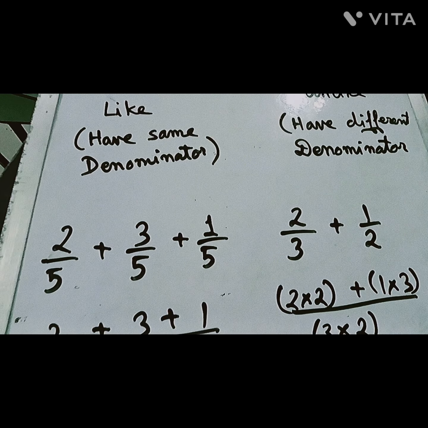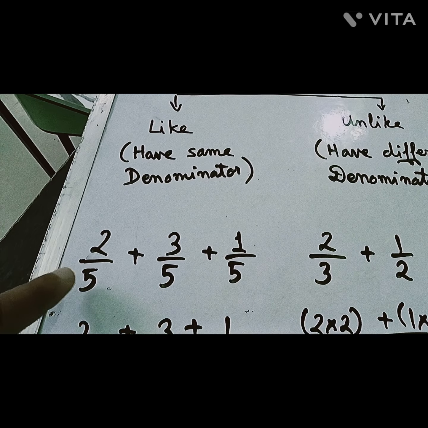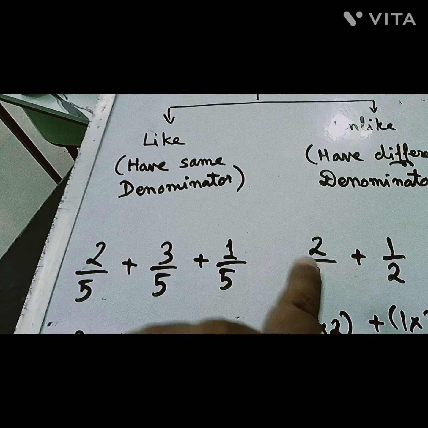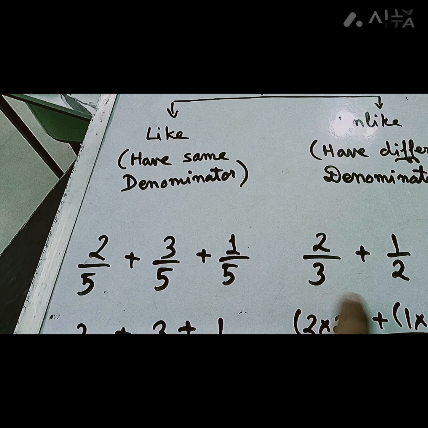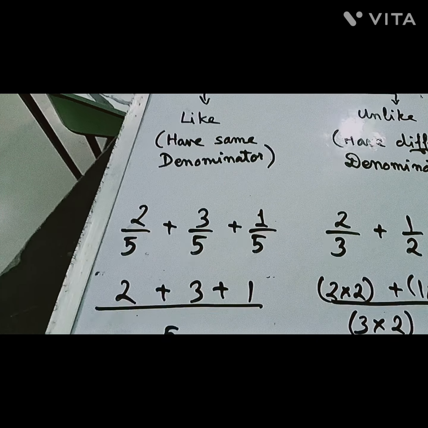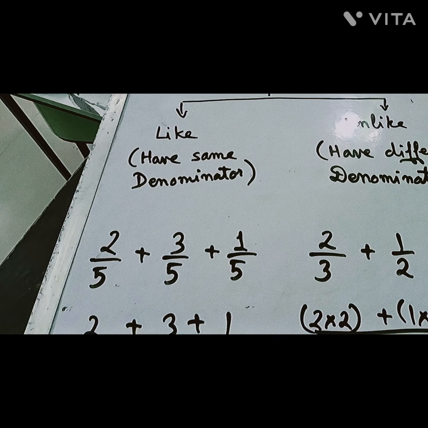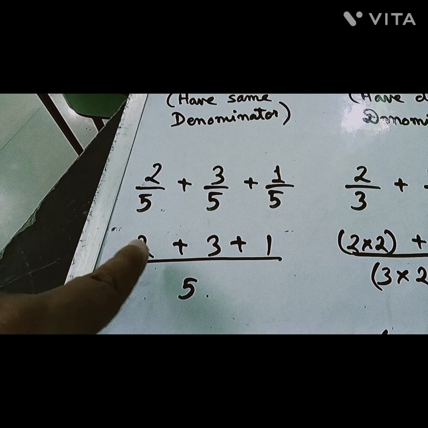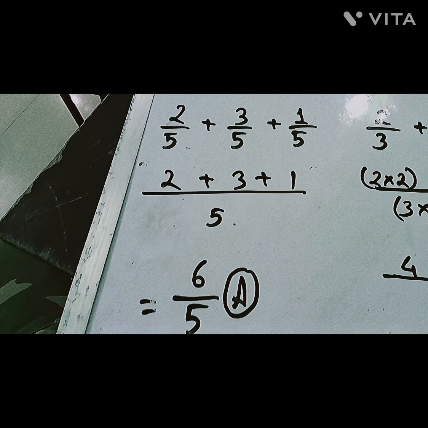Example: 2 by 5, 3 by 5, 1 by 5 have the similar denominator. 2 by 3, 1 by 2 have different denominators. This is called unlike, this is called like. So in like it is very easy. Common denominator 5. The numerators we simply add: 2 plus 3 plus 1, that is 6 by 5.